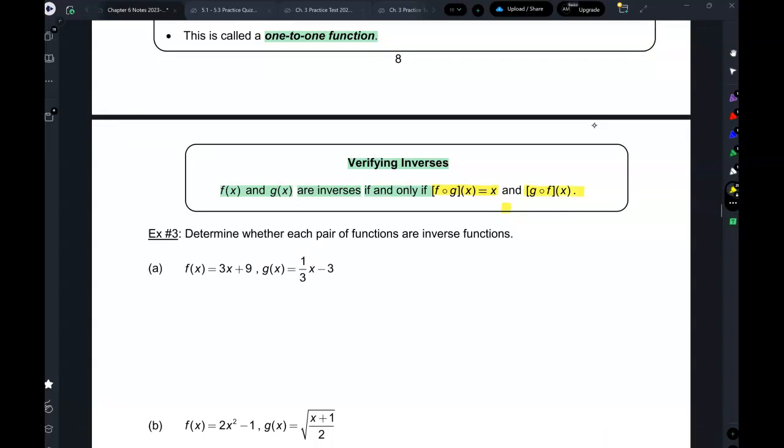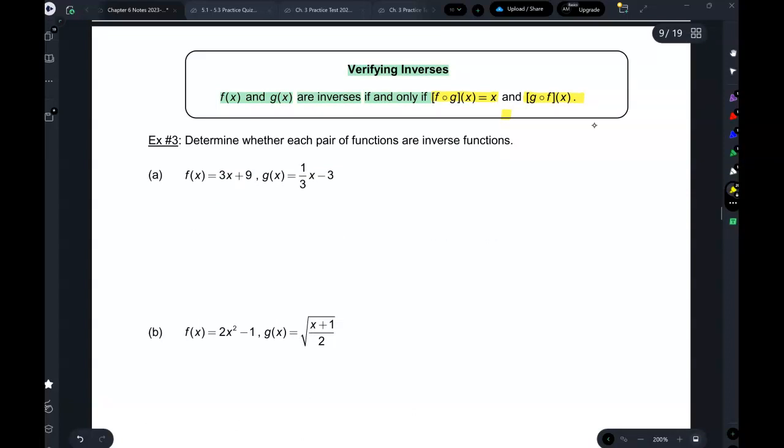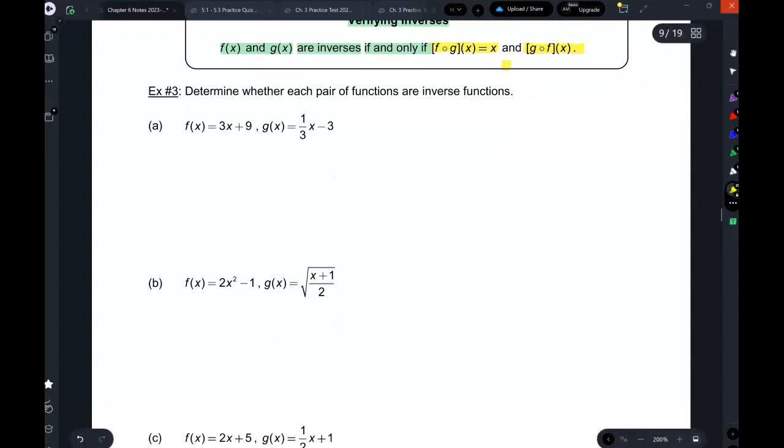Okay, so let's take a look at this. Determine whether each pair of functions are inverse functions. I'm going to talk about wording in a little bit, but first let's do this. What you are going to do is split your work area into two. In the first area, you're going to find f of g of x. Okay?